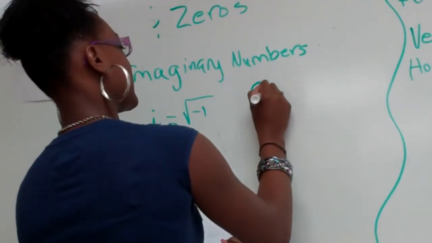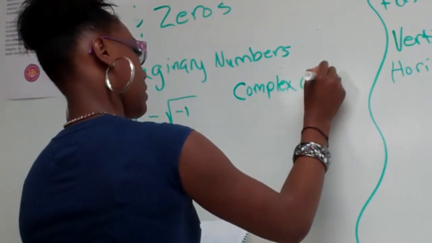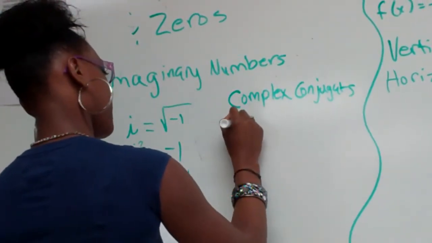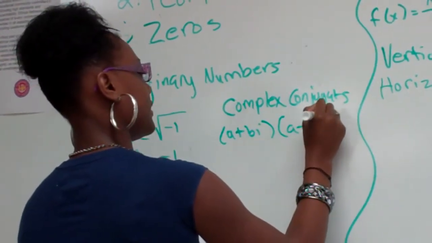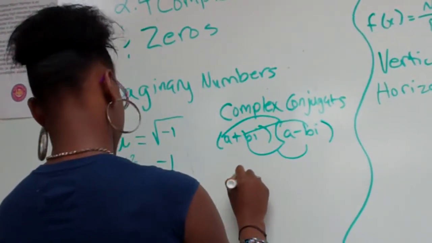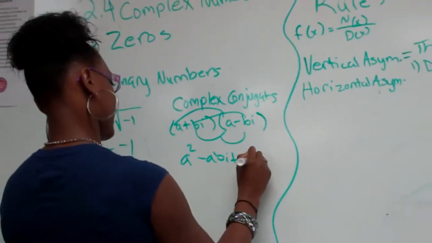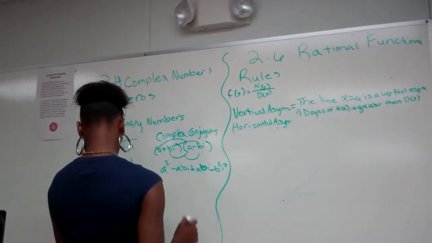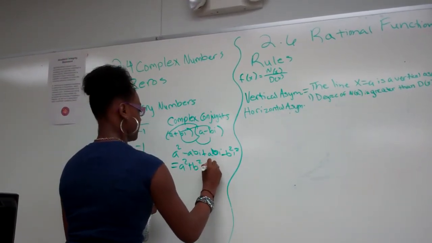Then we can do complex conjugates, which would be a plus bi times a minus bi, which will give you a squared minus abi plus abi minus b squared i squared. And that will end up giving you a squared plus b squared, which will give you a real number.